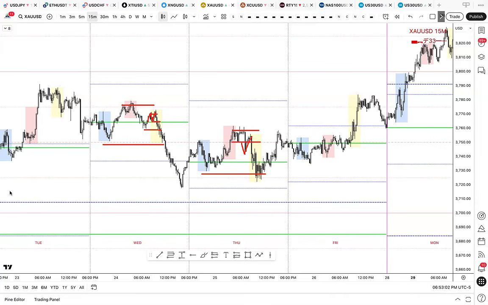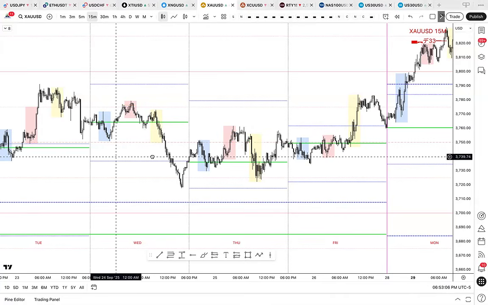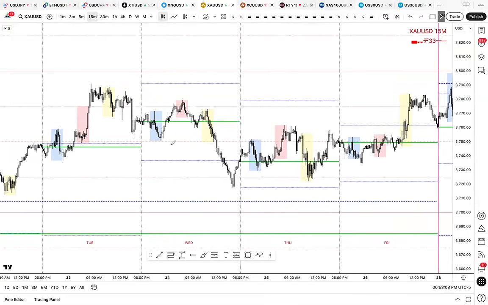Pump, coil, and dump template. Dump, coil, and pump template. Three sessions. Because remember, there's a few variations. Here's the first one. Asia low, London high, New York breaking down, consolidation, and so on. This is the most basic one right here. And it happens a lot. I mean, they did it two days in a row.